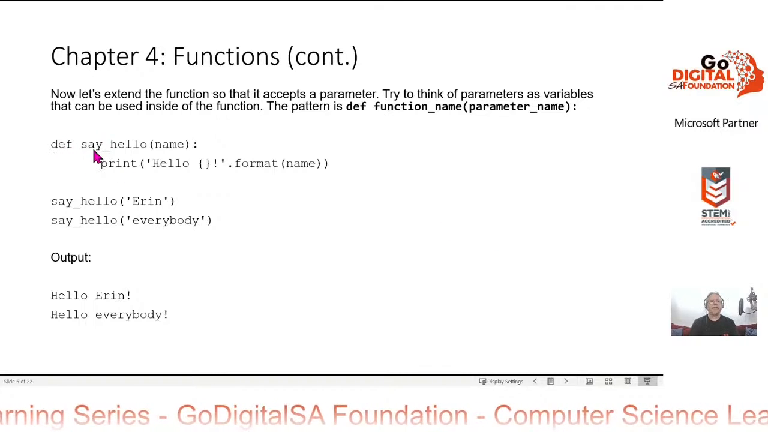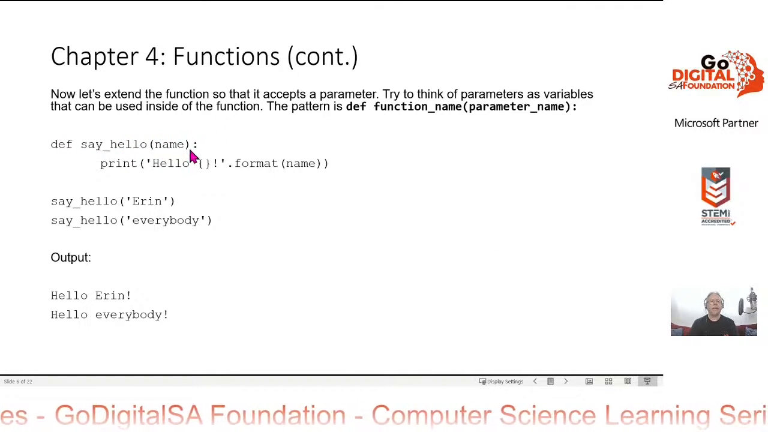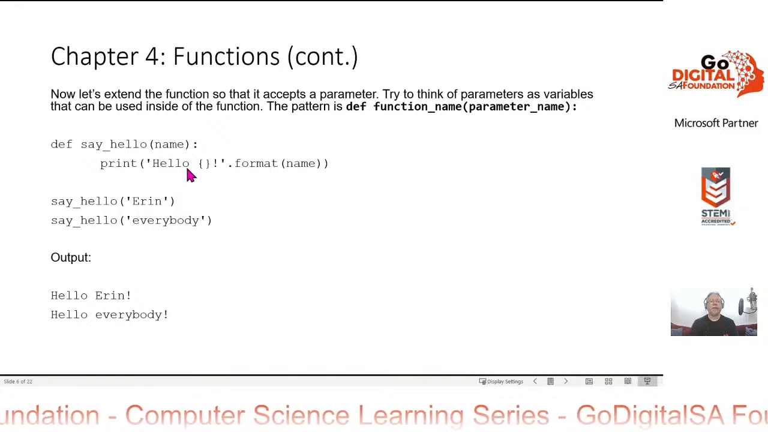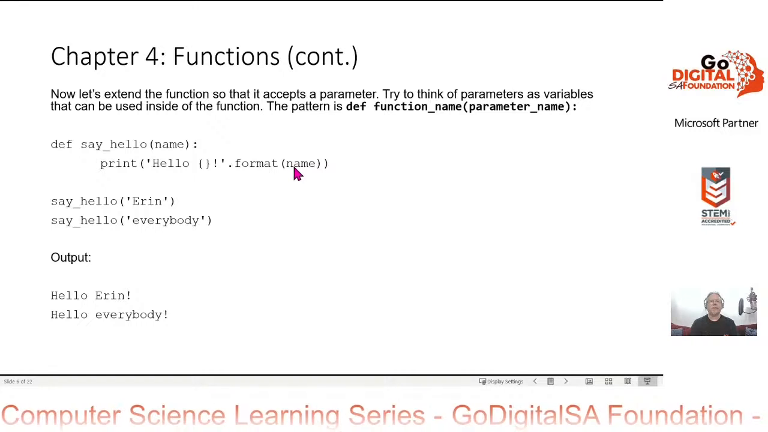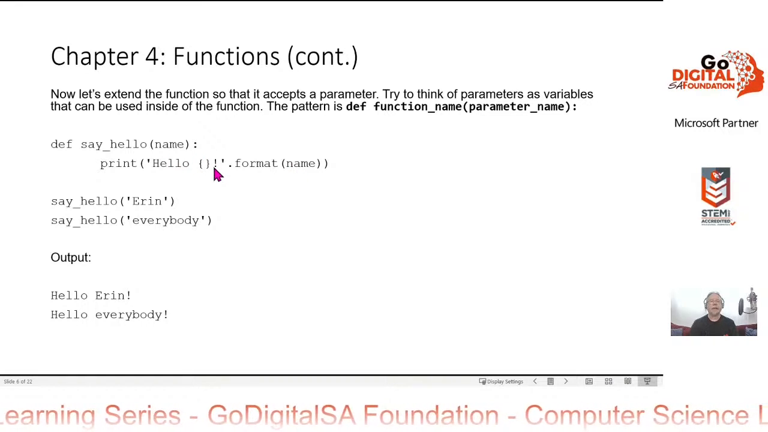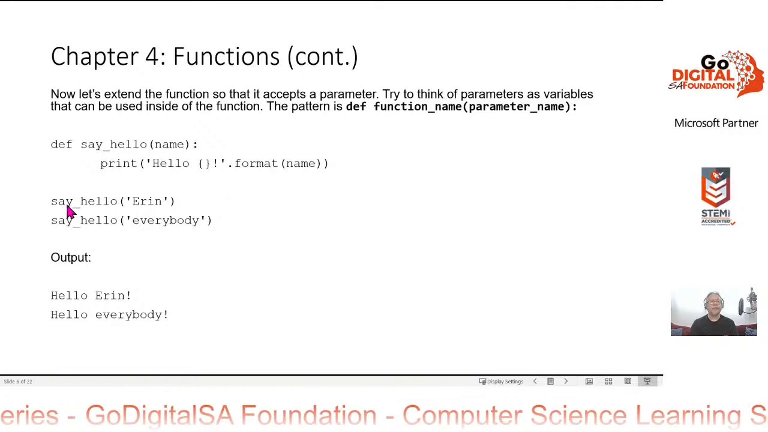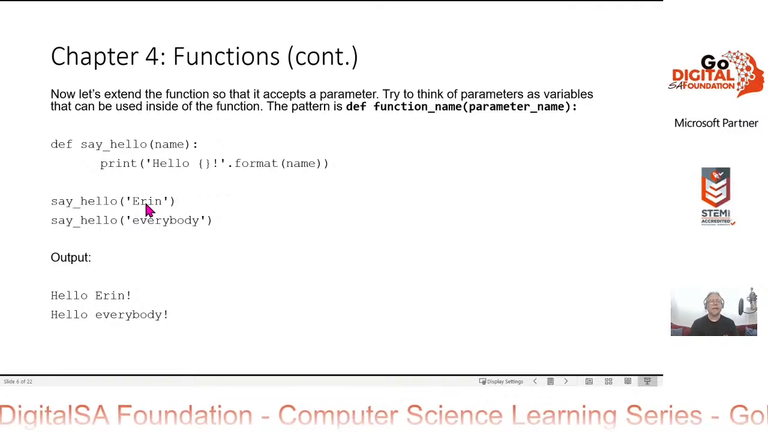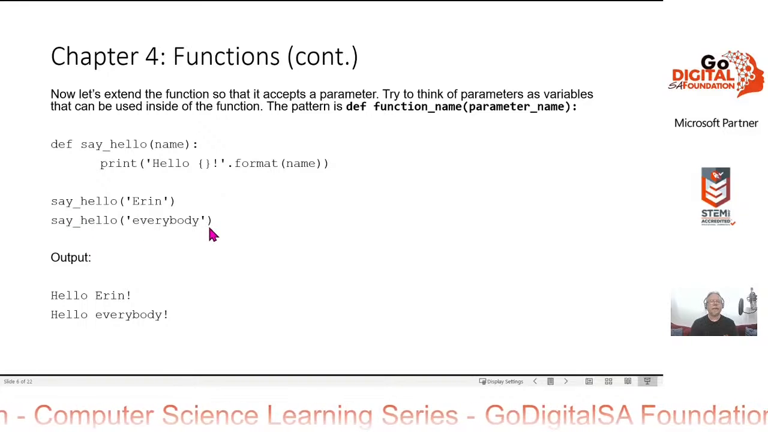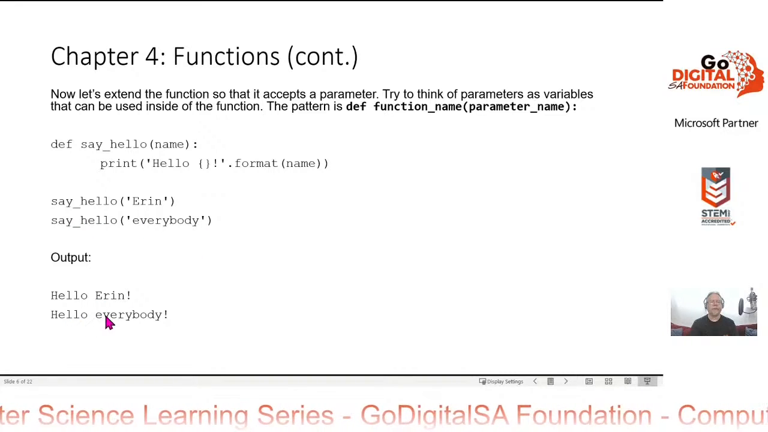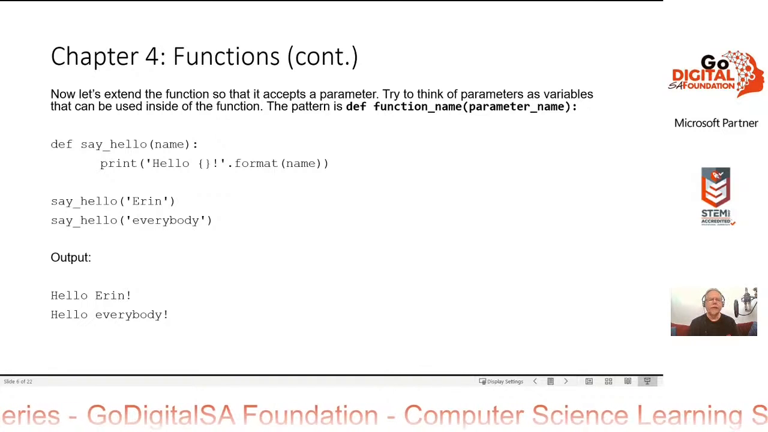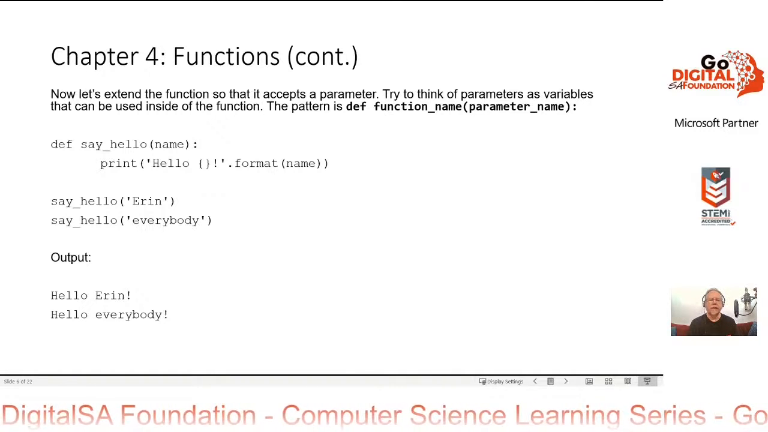So here we've got def say_hello(name), and inside the function it says print hello, and it's going to format the name. So it's going to say hello and whatever the value of name is, and then an exclamation mark. So if we now call say_hello Aaron, it will output hello Aaron. If you say hello everybody, it will then output hello everybody. Let's now try to create a function with a parameter.